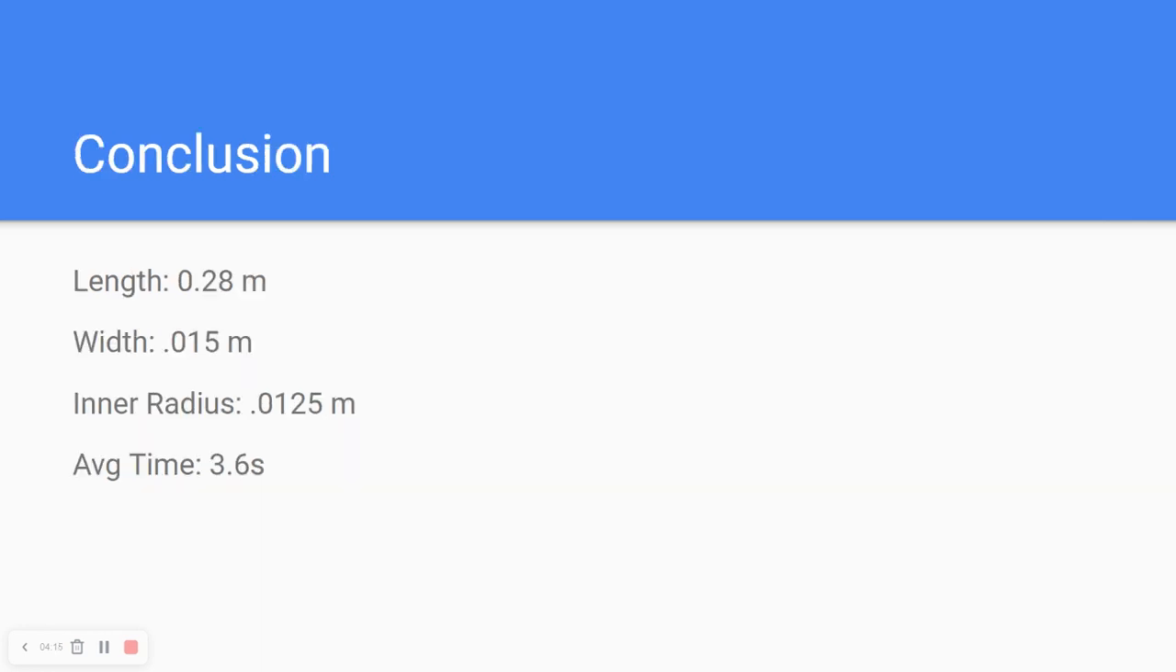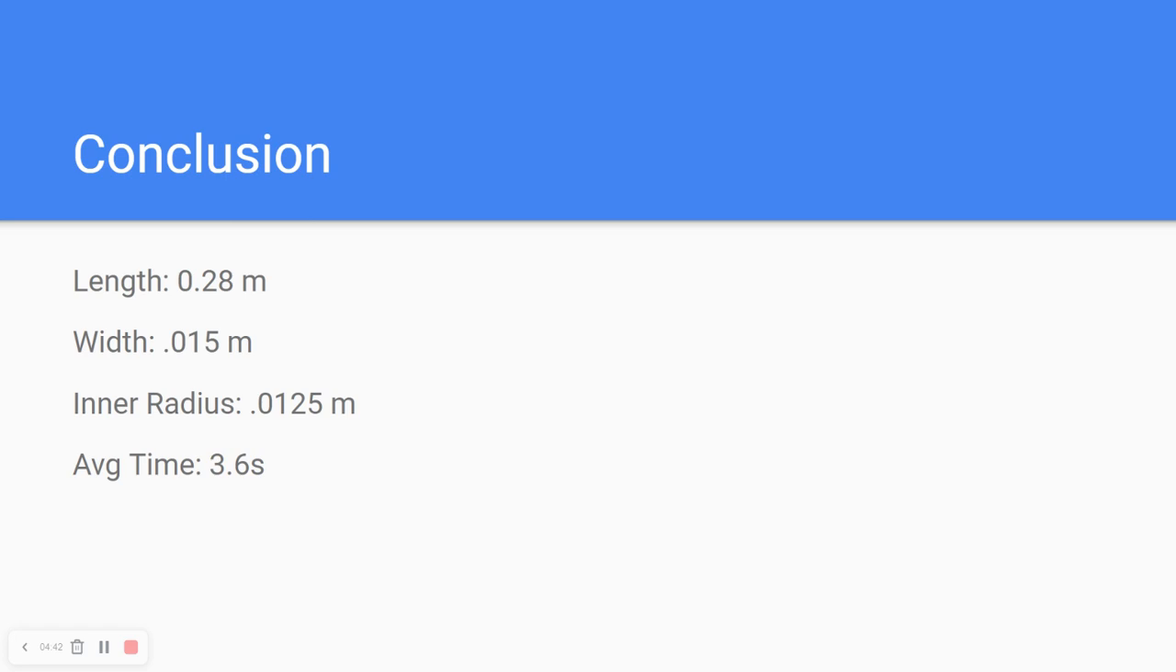And here's the final conclusion. As shown earlier, length of 0.28 meters, width of 0.015 meters, and a radius of 0.0125 meters, average time of 3.6 seconds, which is different than the compared value of 3.7 seconds. So, based on this conclusive model, we have a very similar average time that it took to drop compared to the 3.7 seconds that we received in the computational model.